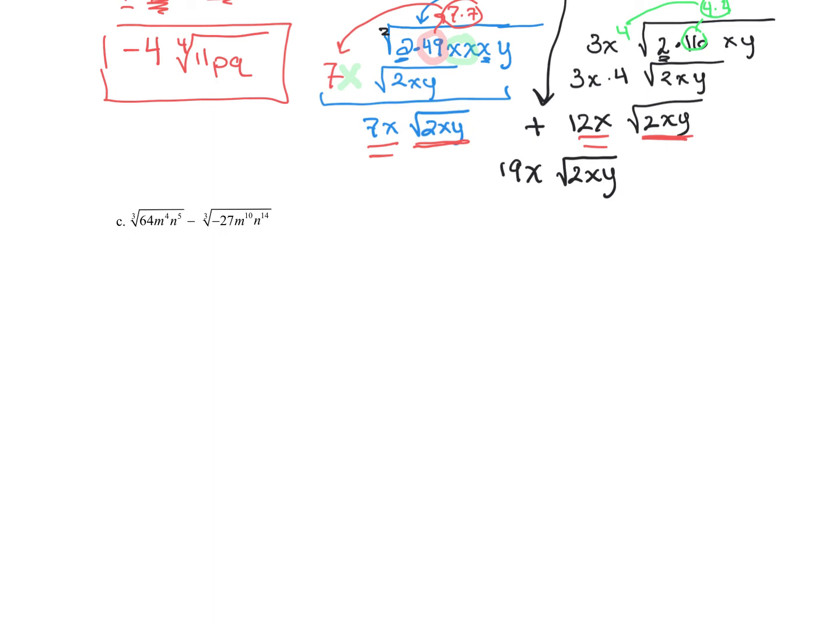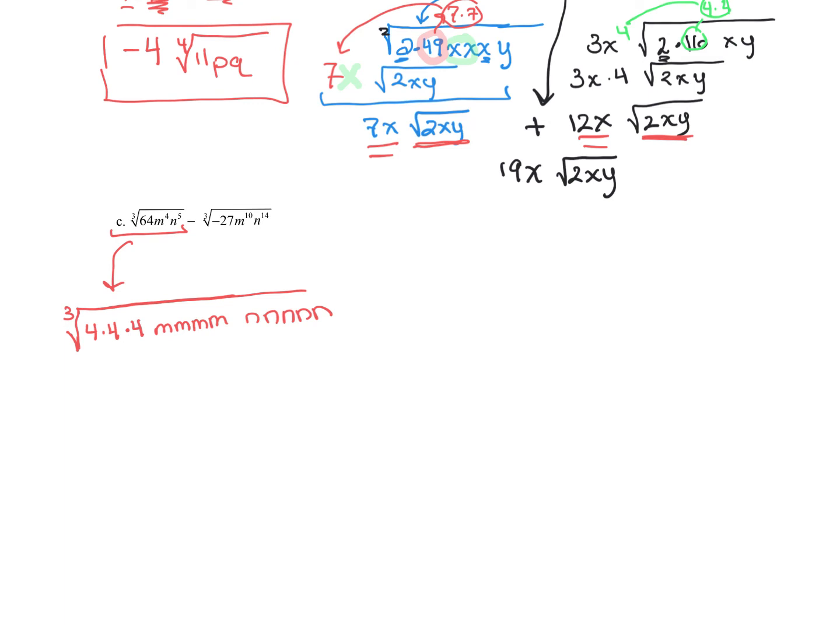Do the same idea for this one that I did for the last one. I'll do it in pieces. So let me take this piece first. So cubed root of 64. Well, 64 is 4 times 4 for 16 times another 4 to make 64. And then I can write 1, 2, 3, 4 m's, because m to the fourth. 1, 2, 3, 4, 5 n's.